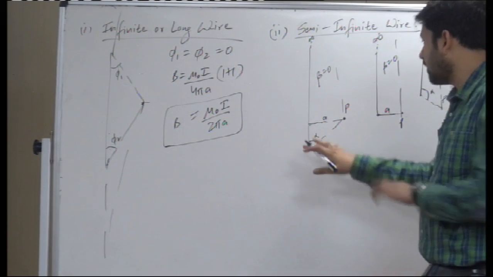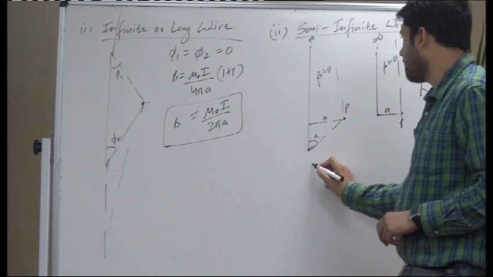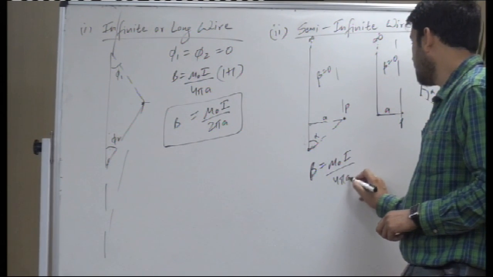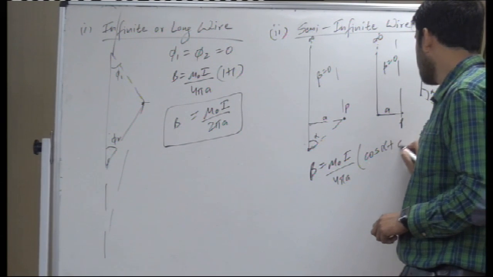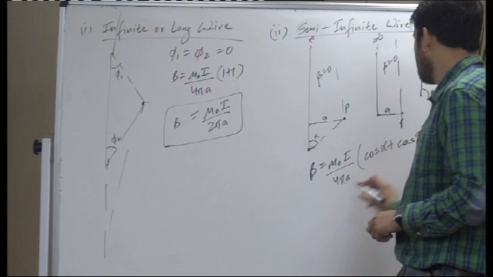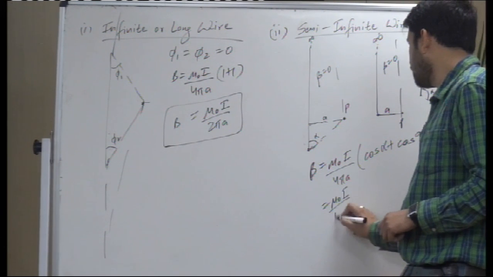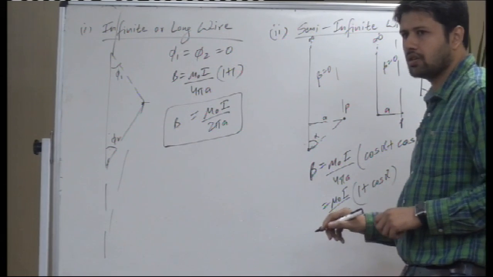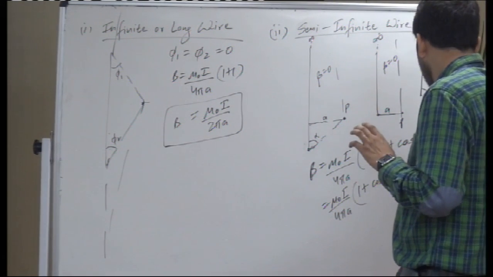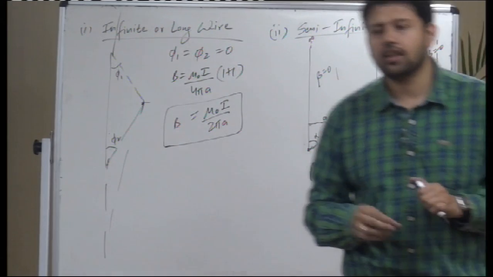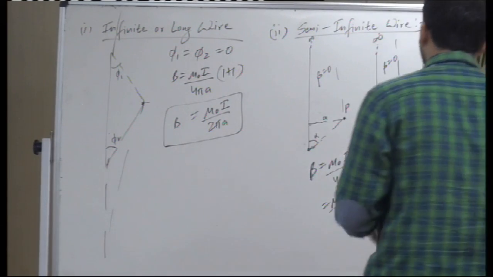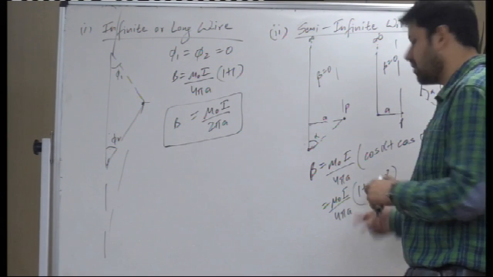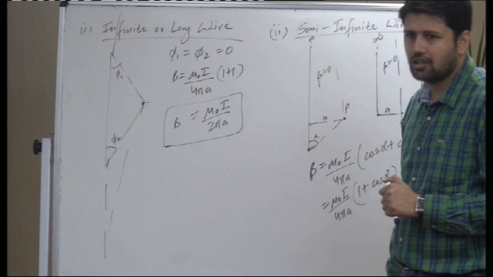So in all these cases, what happens? B would be mu naught I upon 4 pi A, cos alpha plus cos 0. So this is mu naught I upon 4 pi A, 1 plus cos alpha. What happens when alpha is obtuse? The values decrease. It's okay. So we can have all the possible cases here.